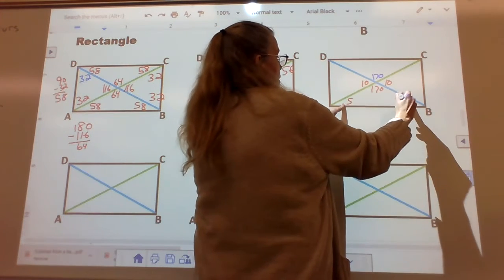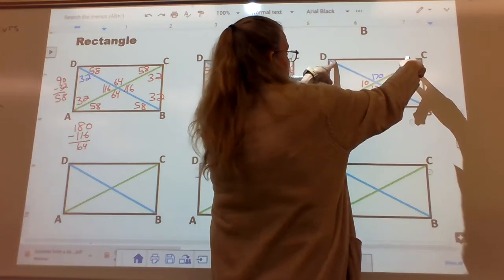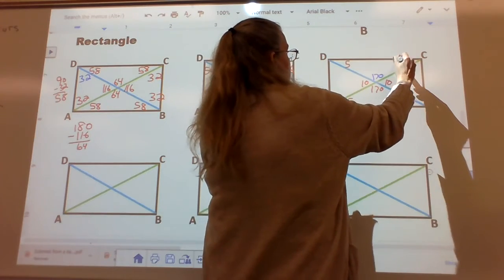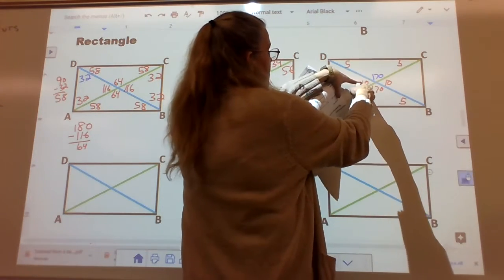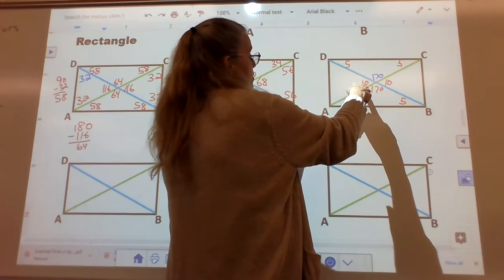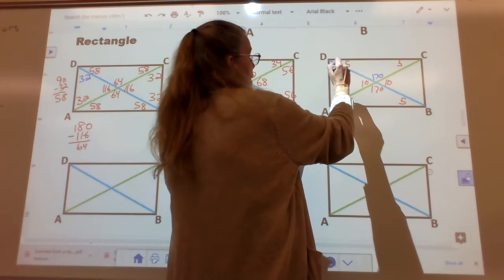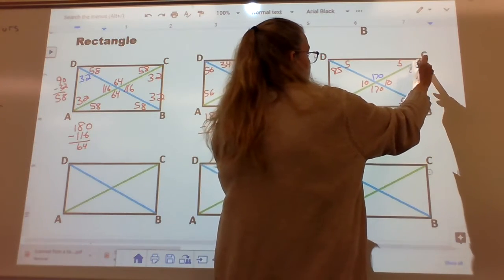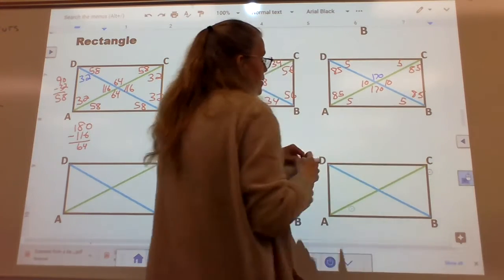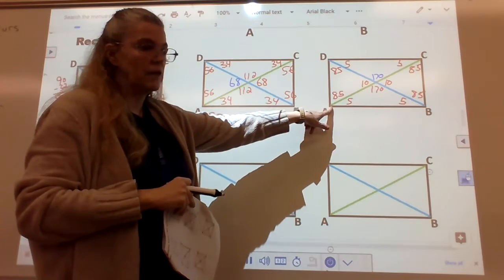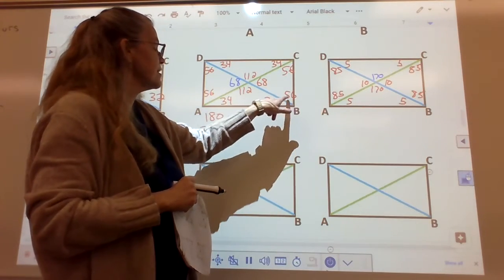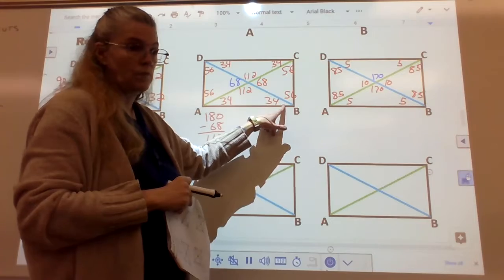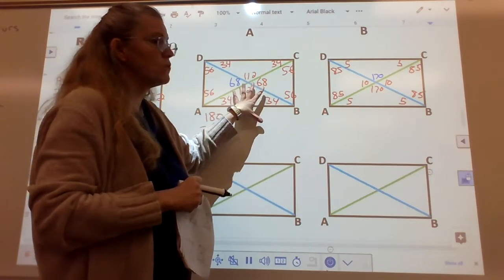So 5, 5. This would be the same. 5, 5. If this is 10, split that. I've got 170 left. So 85, 85, 85, 85. And if you notice, these corners still add up to 90. That's kind of the key, is they've got to add up to 90 in these corners. So that's the angles of a rectangle.